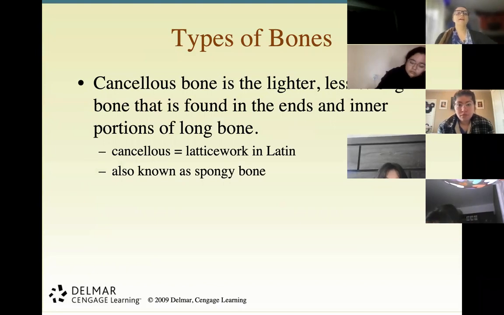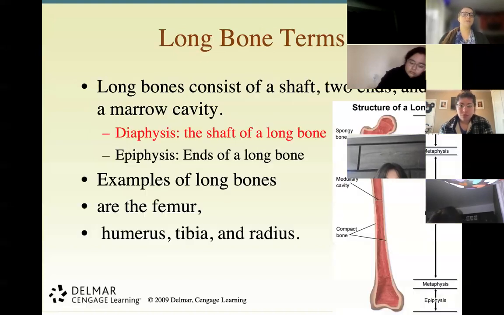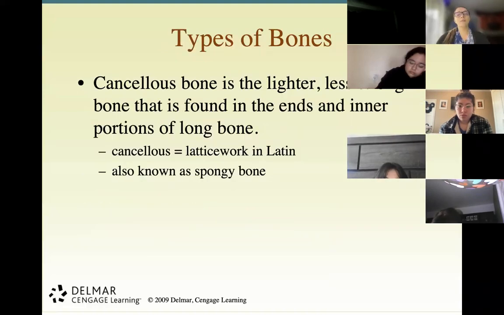We also have cancellous bone. This is lighter and less strong, and it's going to be found in the ends and in the inner portions of a long bone. Let me show you a visual real quick. Think of the femur, the humerus, tibia, and even radius as long bones. Think of those long bones that connect the legs together, front and back.